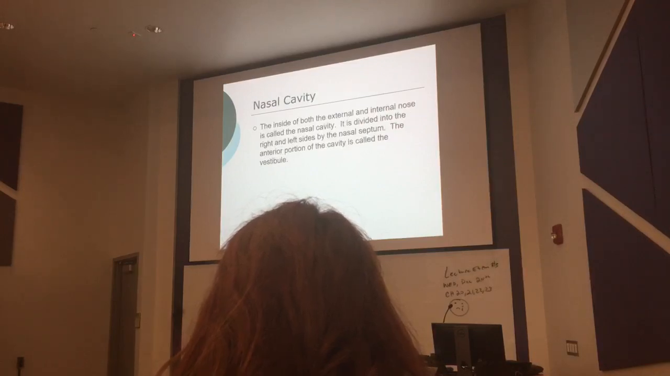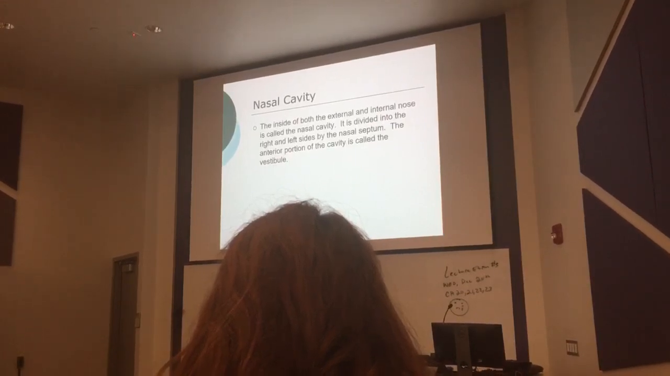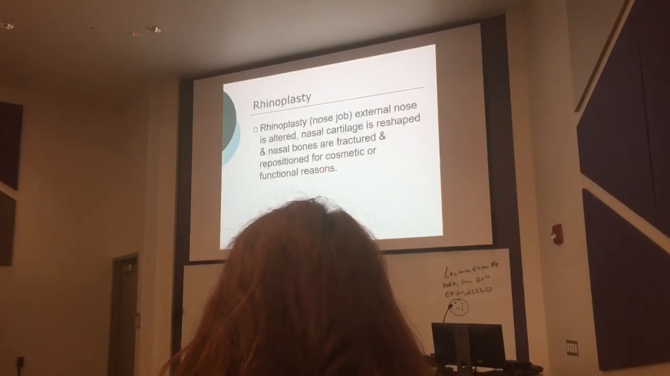Okay, so the nasal cavity is going to be divided in 2 by a nasal septum, or perpendicular plate of the ethmoid. And the anterior portion is called the vestibule. Yeah, the vestibule.